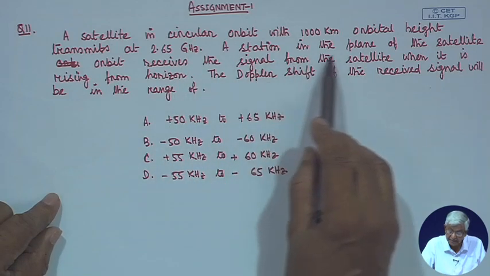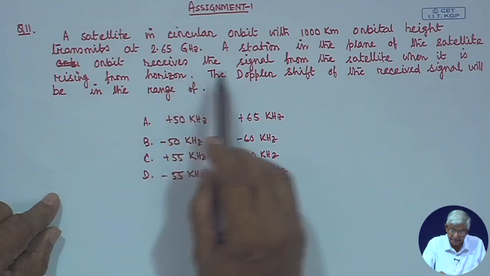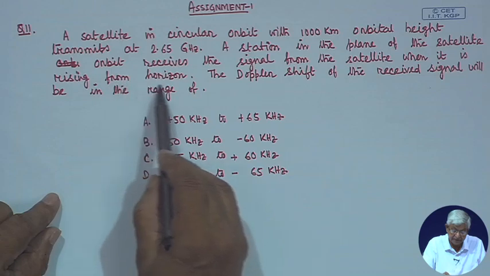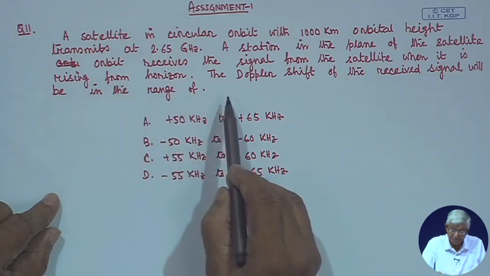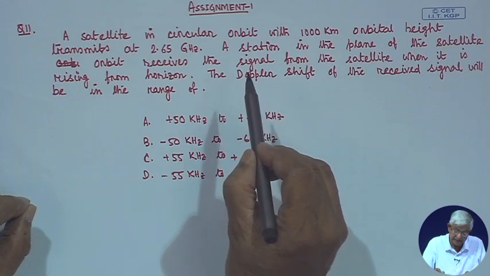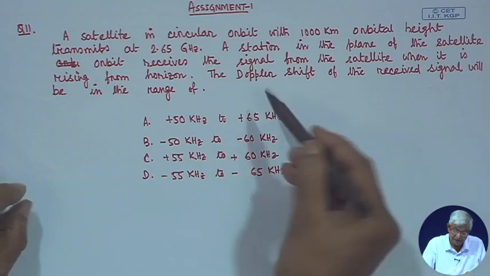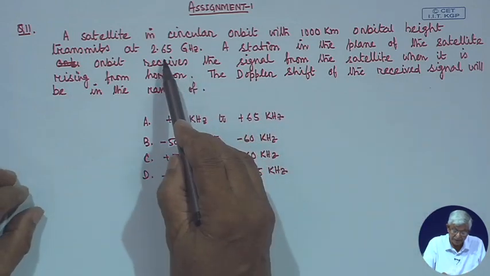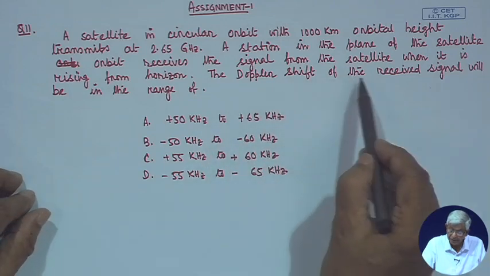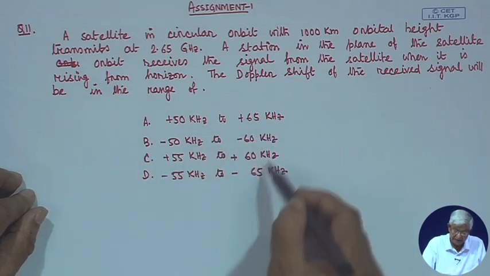A station in the plane of the satellite orbit receives the signal from the satellite when it is rising from the horizon. Since it is a low Earth orbit satellite and it has a good velocity and it is rising from the horizon, the frequency it is transmitting will be received with a Doppler shift. So, the Doppler shift of the received signal you have to find out will be in the range of, there are certain ranges given.